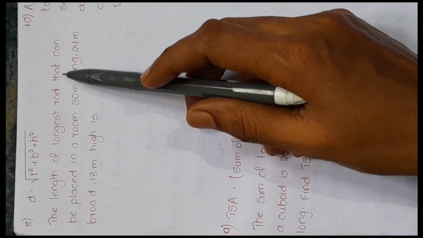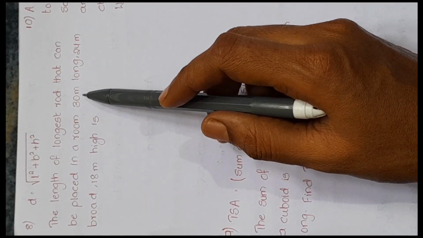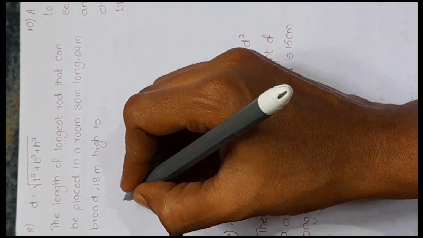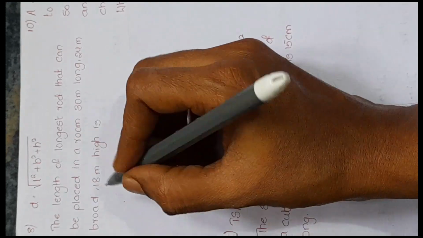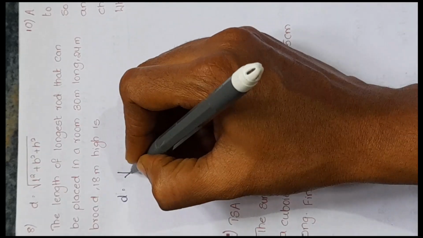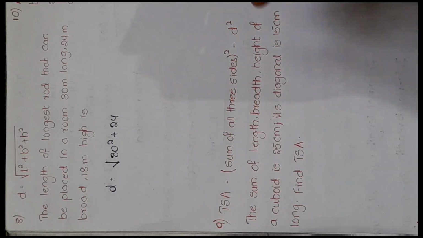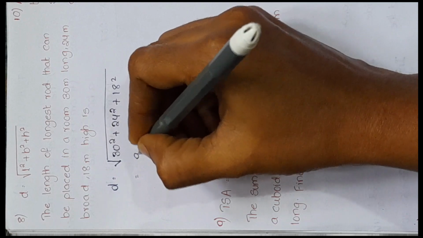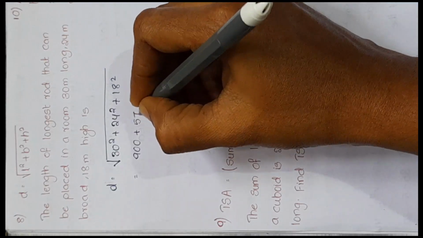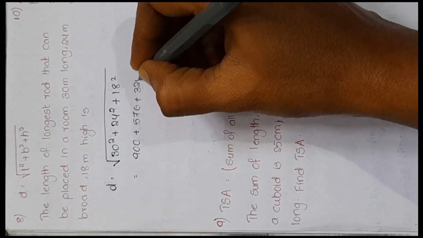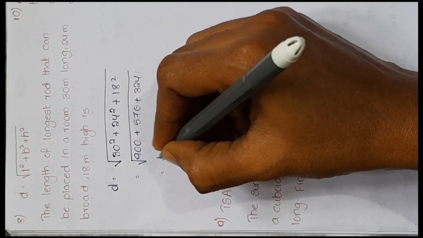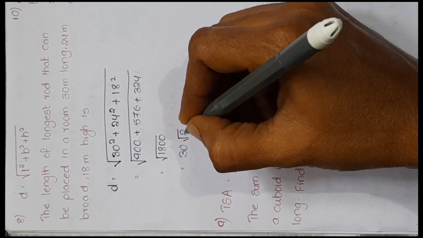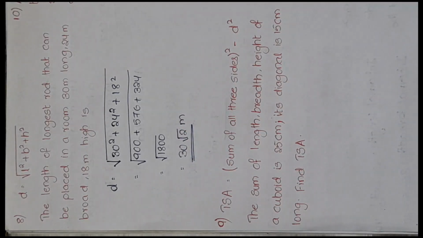Question number 8. The length of the longest rod that can be placed in a room of dimensions 30 meters long, 24 meters broad and 18 meters high is. Let us use the above formula. Now the length of the longest rod is the diagonal. D is equal to root of length square, 30 square plus 24 square plus 18 square. 30 square is 900 plus 24 square is 576 plus 18 square is 324. On adding all these values, we get root of 1800, which is equal to 30 root 2 meters, the diagonal of the room.